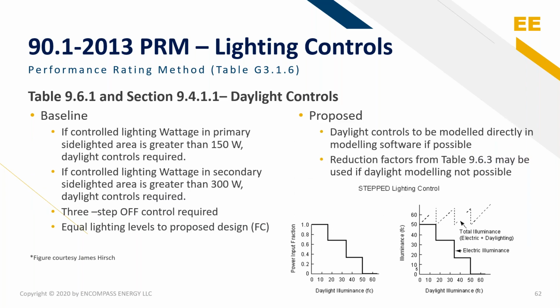Daylight controls, these are also a little tough to run through, but generally you have to calculate the primary and secondary daylighted areas when you're doing 2013 PRM. And you have to look at how much wattage is within those primary and secondary daylight areas. If you have over 150 watts or 300 watts, you have to have stepped daylighting control. Again, most software will deal with this, but if your software does not model daylight controls directly, you can use reduction factors from that same table to account for the daylighting.